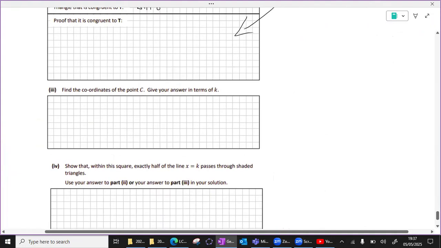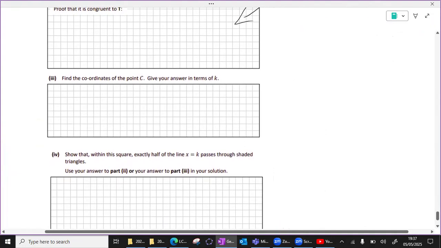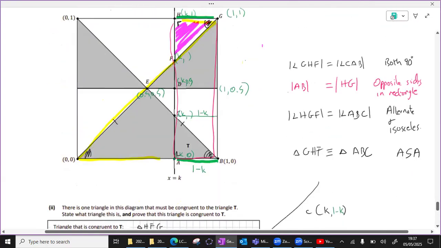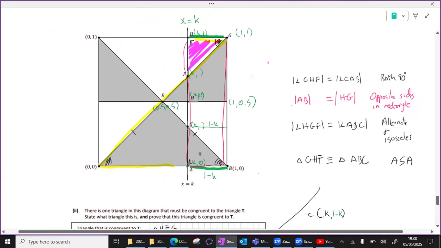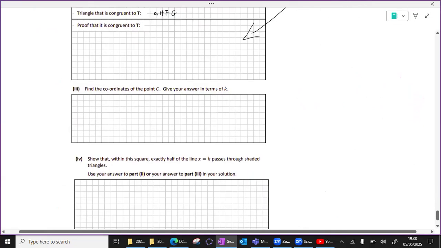And then finally, show that within this square exactly half of the line K equals K passes through shaded triangles. So, straight away we can see that because we already said the pink one and this one are congruent, then we automatically know, so we better just write it down, that H to F is the same as A to C. So H to F should be the same as A to C. And the reason is because they're congruent triangles. We've already said that.